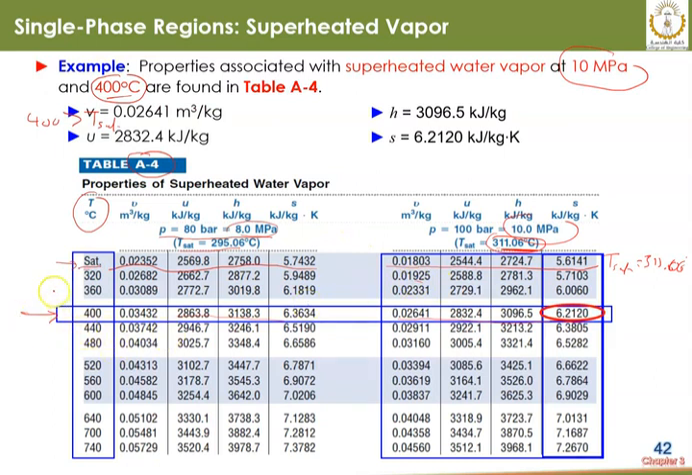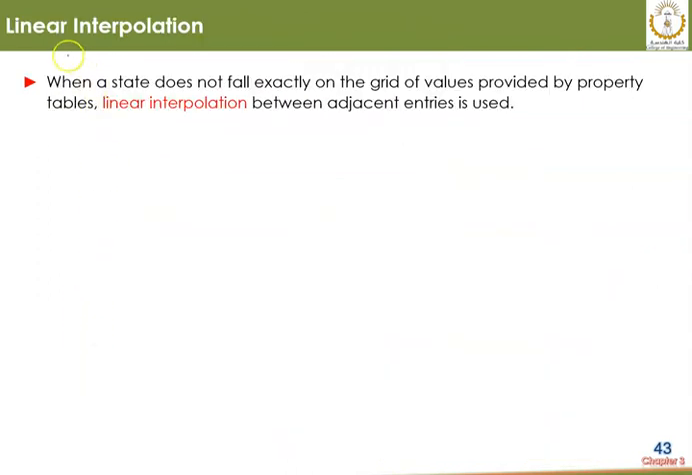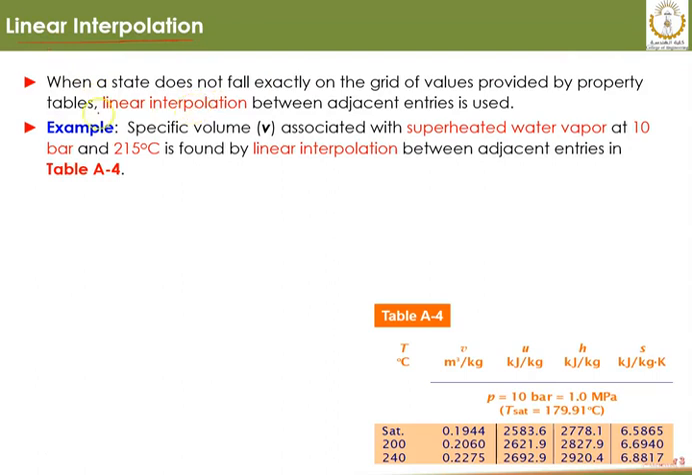What if the temperature is not 400? What if we would like to find properties at 410 degrees Celsius? Here in the table we don't have 410. Then what should we do? Okay, we can apply linear interpolation, and we use that when the exact value is not shown in the table.